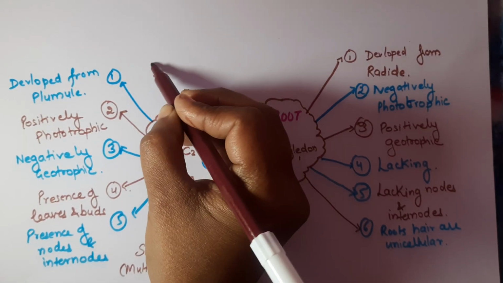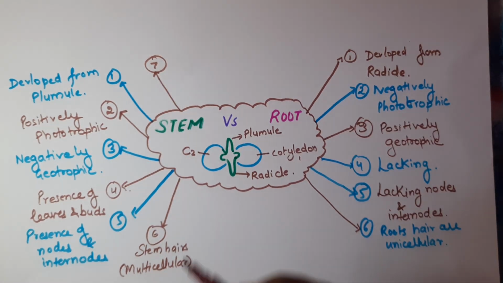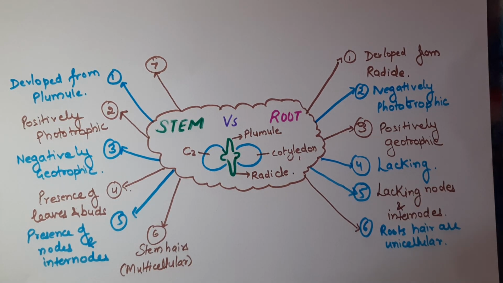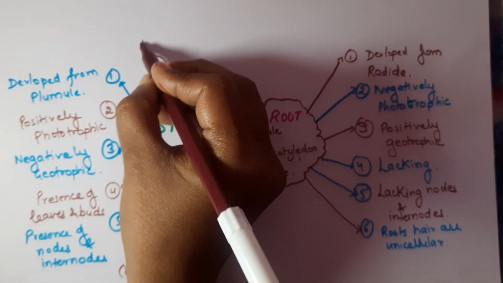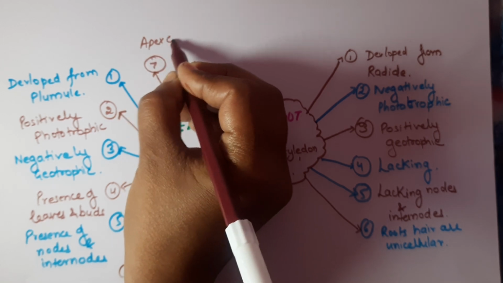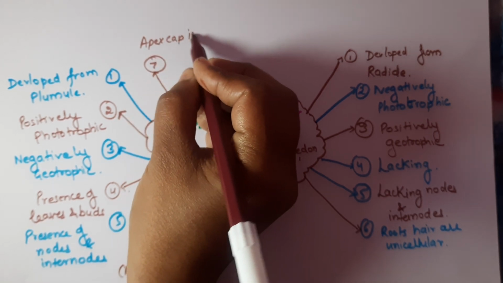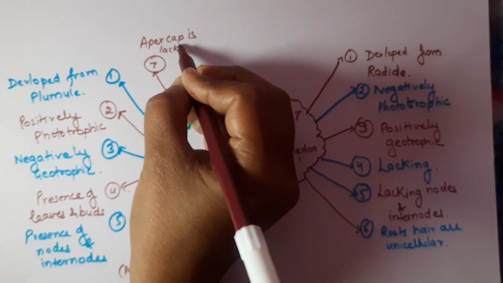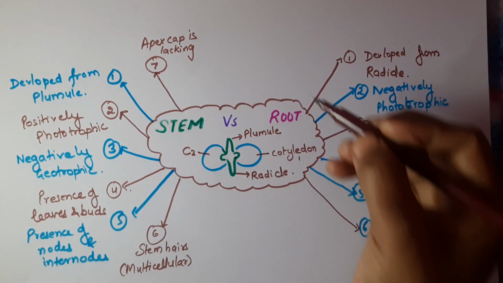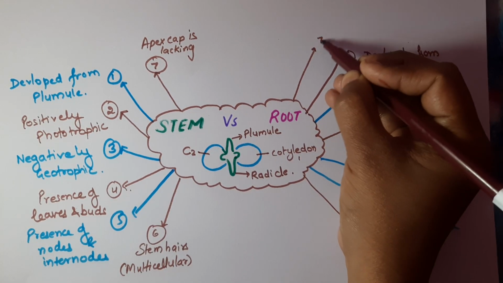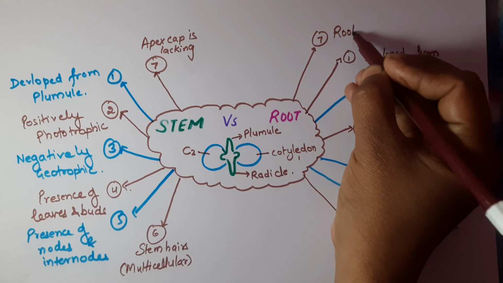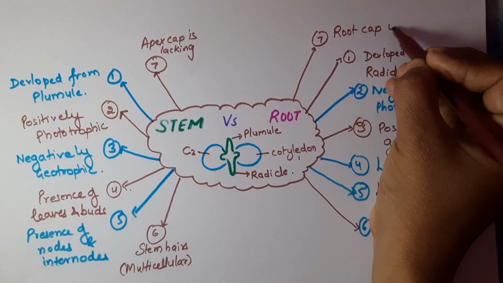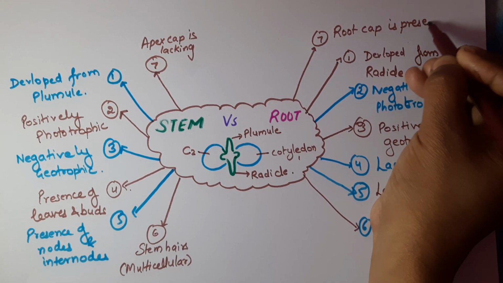The seventh difference between the two is the presence and absence of the apex cap. The apex cap is missing in case of stem. However, the root is always protected by the root cap. So the root cap is present at the apex, the root apex.